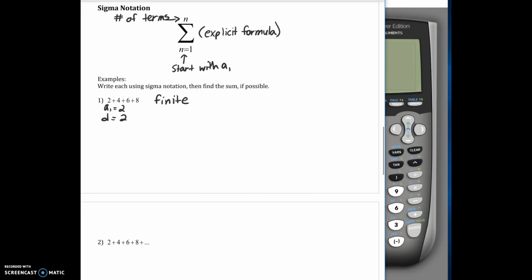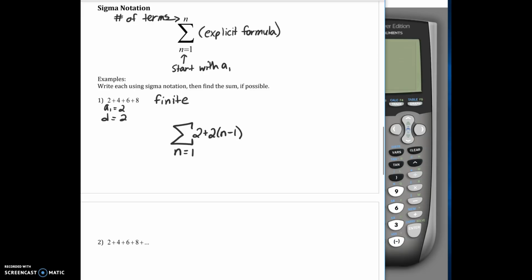So if we're doing the summation, we're going to say n equals 1. And you're always going to start with 1 if you're writing it yourself, because you have your first term. Then we're going to write our explicit formula. You don't have to write an equals for this. We're just going to write 2 plus 2 times n minus 1. You can simplify this, but you don't have to. You can leave it in this format.